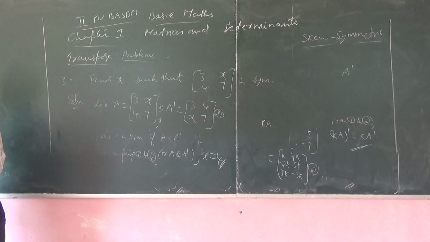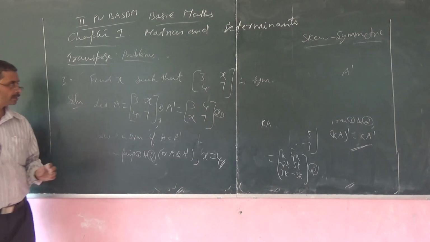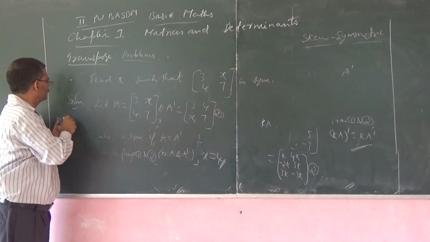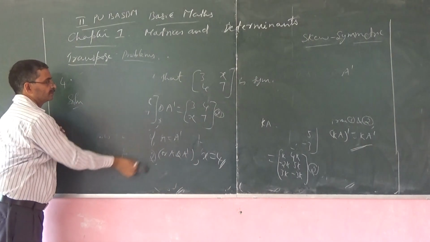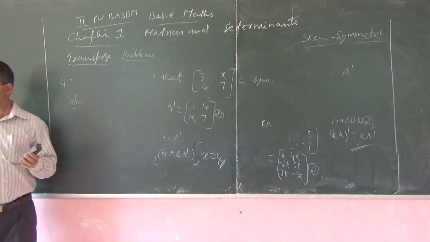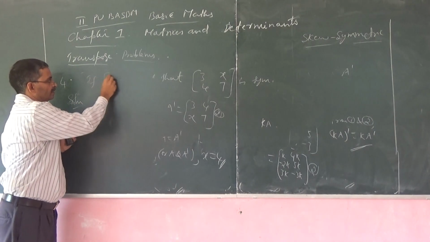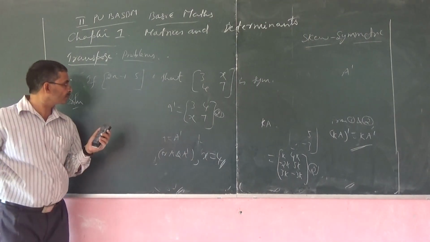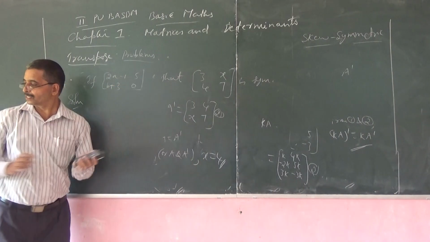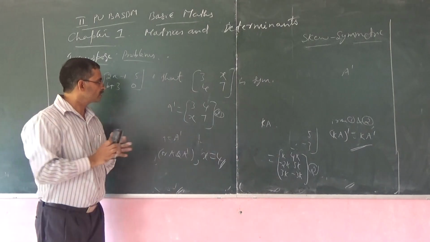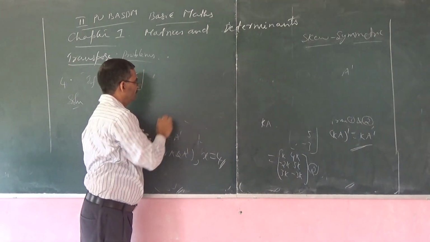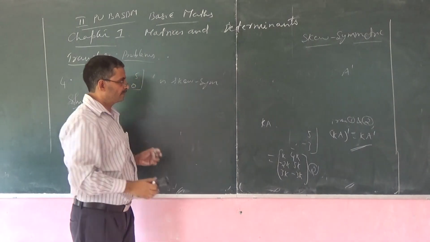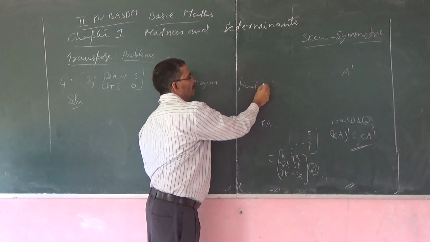One more problem. Fourth one. If [2a minus 1 5; b plus 3 0] is skew symmetric, find a and b.